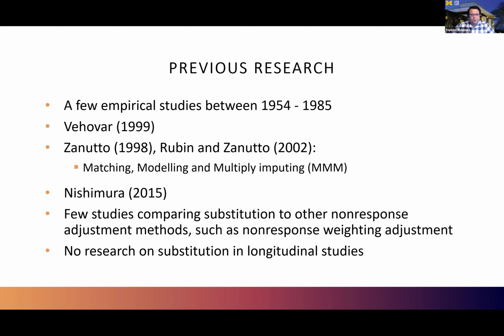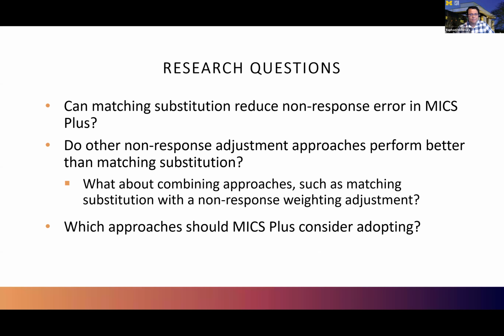There are a couple of papers by Elaine Zanutto and her advisor, Don Rubin, about a method they propose called matching modeling multiple imputation. As I said, I have a dissertation about that. However, we still have few studies comparing substitution to other non-response adjustments. I tried to do a little bit of that in my dissertation, and Zanutto's paper looks a little bit into that, but it's just a few studies. And there is no research on substitution in longitudinal studies, which we're trying to address a little bit here with the Mixed Plus surveys.